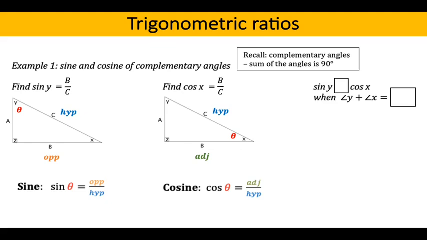Notice we get the same ratio. So sine of y is equal to cosine of x. And that is true anytime you have complementary angles. They add to equal 90 degrees.